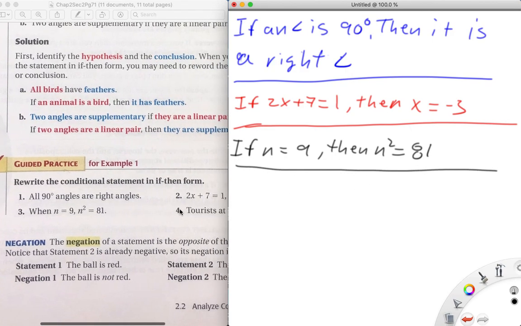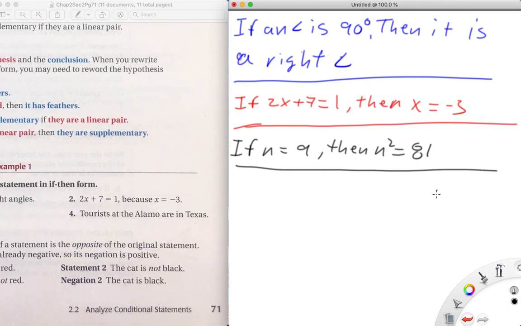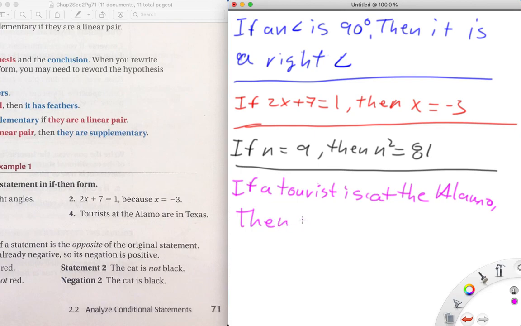And this one says tourists at the Alamo are in Texas. So we can say for this one, if a tourist is at the Alamo, then they are in Texas. Okay.